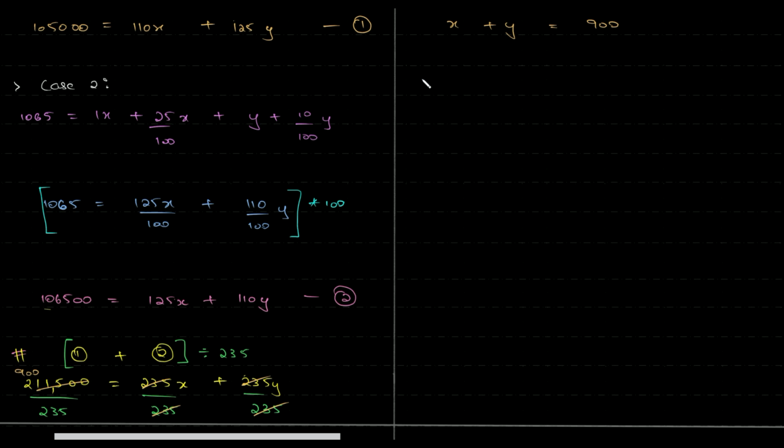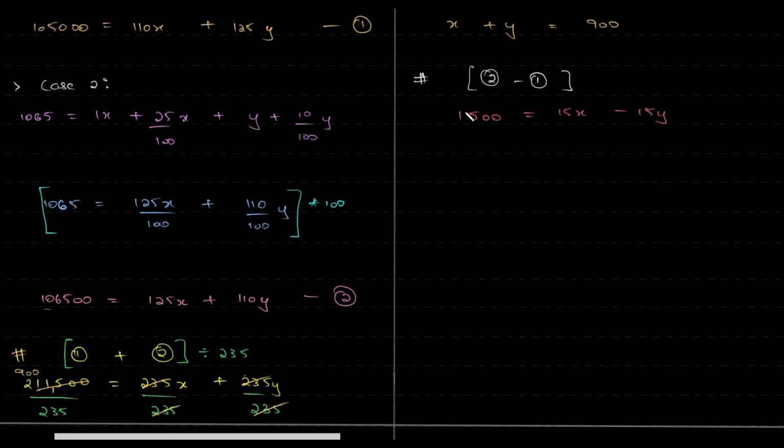Then you can subtract 1 and 2, and you will get something that we'll divide with. This is bigger, so we'll subtract 2 with 1. We have 2 zeros by default, that we can't do anything about. So 1500 is equal to 15x minus 15y, sorry.